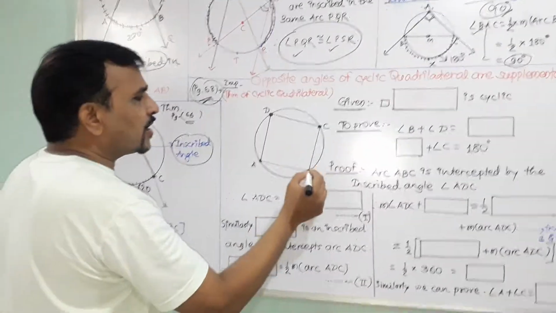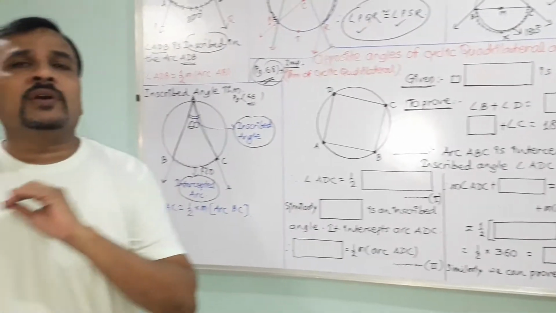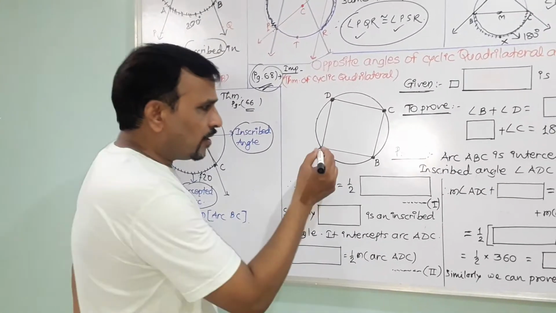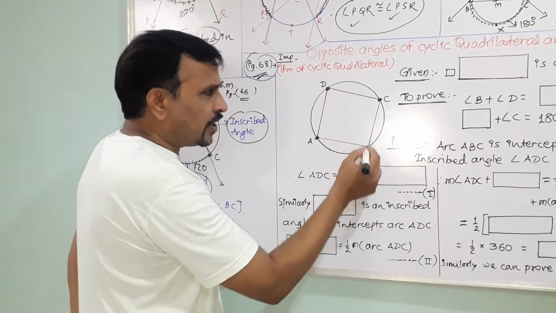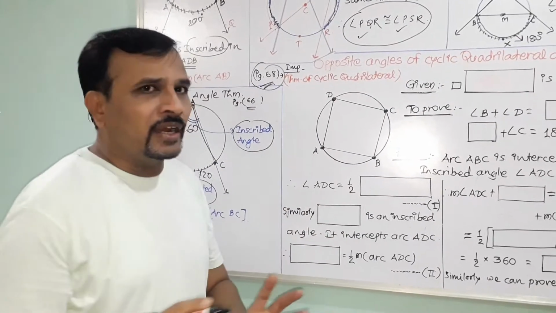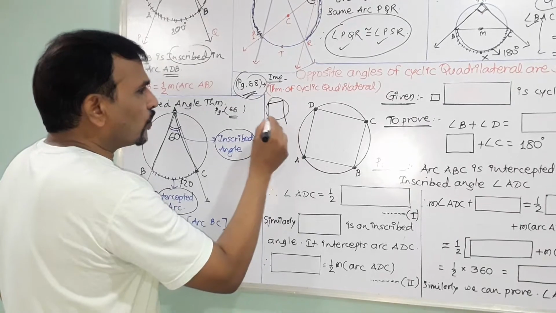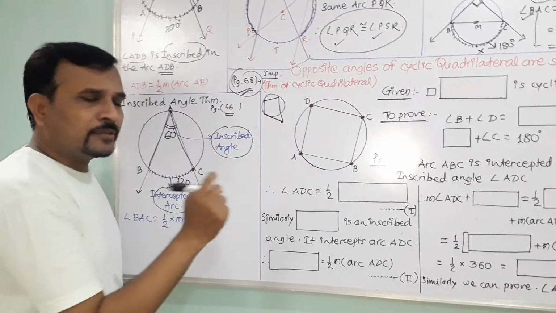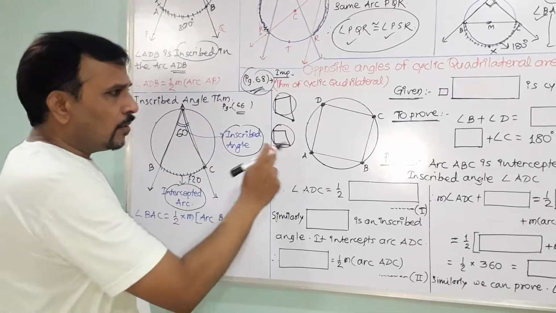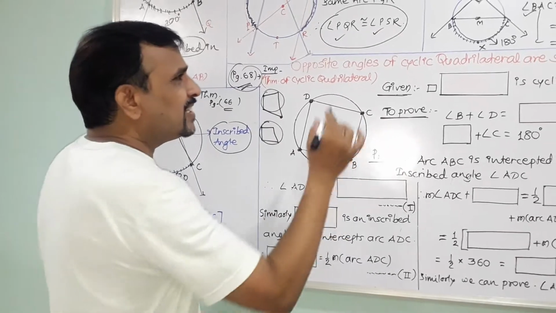What is meant by cyclic quadrilateral? If all four vertices of the quadrilateral lie exactly on the circle, say vertex A, vertex B, vertex C, vertex D, it is called a cyclic quadrilateral. See, if three vertices are on the circle and the fourth is not, it is not cyclic. Similarly, this is not cyclic.